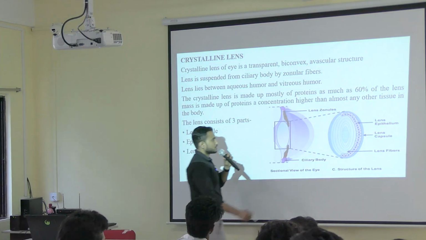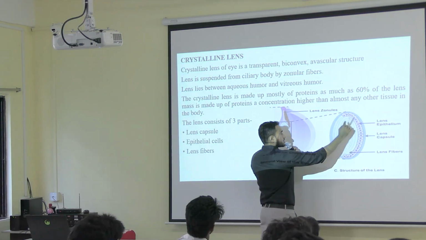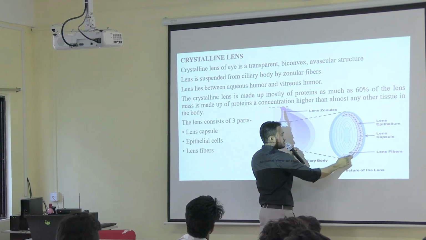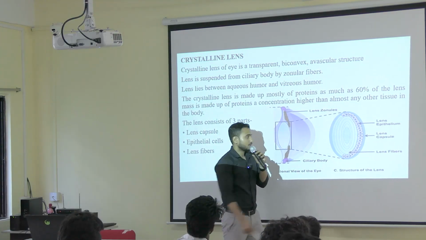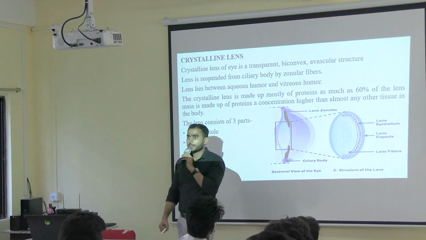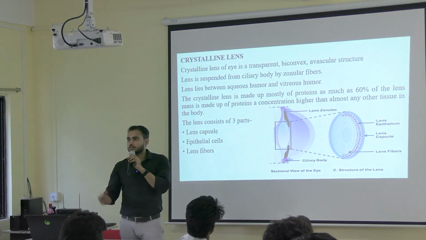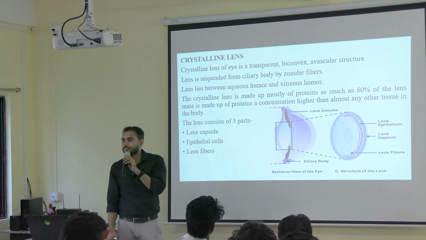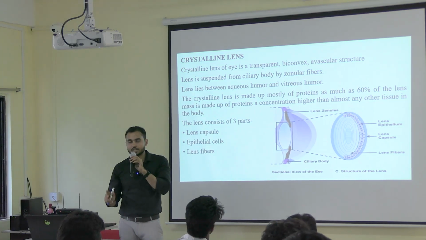तो ये देखो, this is the anterior aspect. So only on the anterior aspect you will be getting the lens epithelium. On the posterior aspect, lens epithelium is absent. ठीक है? And most of the bulk, how is it formed? It is formed by lens fibers.